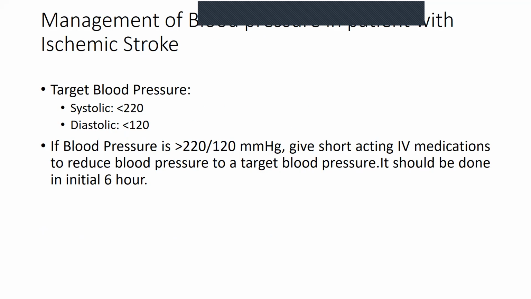Management of blood pressure in patients with ischemic stroke. The target blood pressure is systolic blood pressure less than 220 and diastolic blood pressure less than 120. If blood pressure is more than 220 by 120 mmHg, then we can give short-acting medications to reduce the blood pressure in the initial 6 hours.